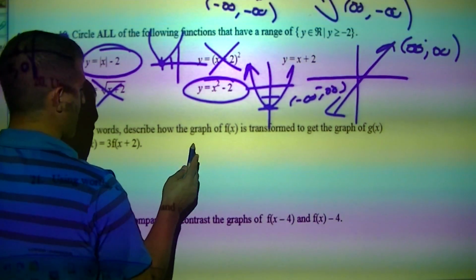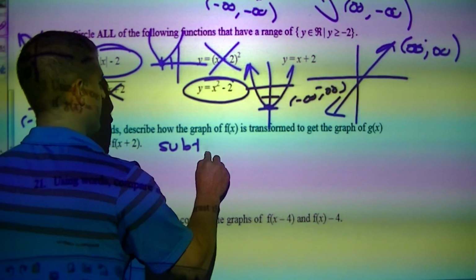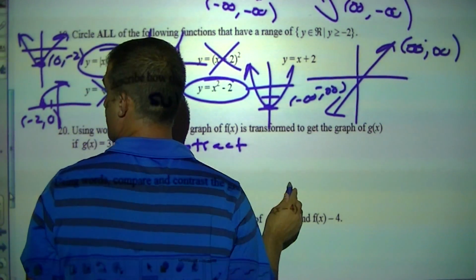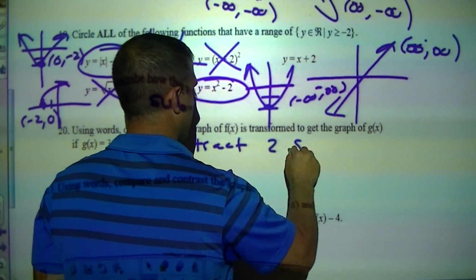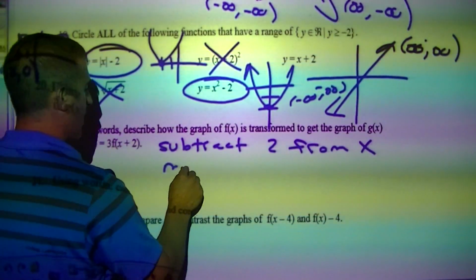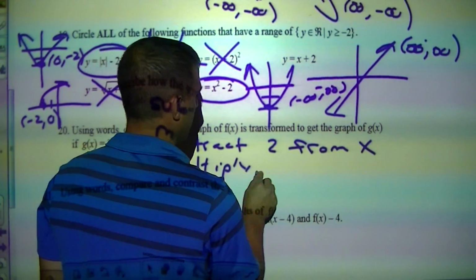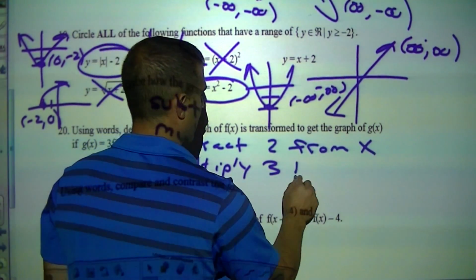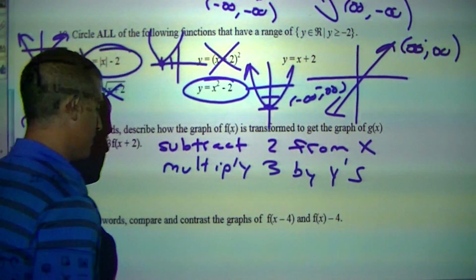Here's how you can write this. Subtract, let's say, 2 from x. Multiply 3 by y. Pretty simple.